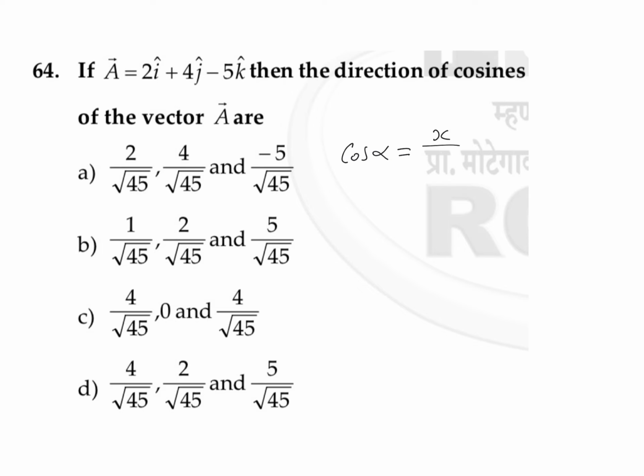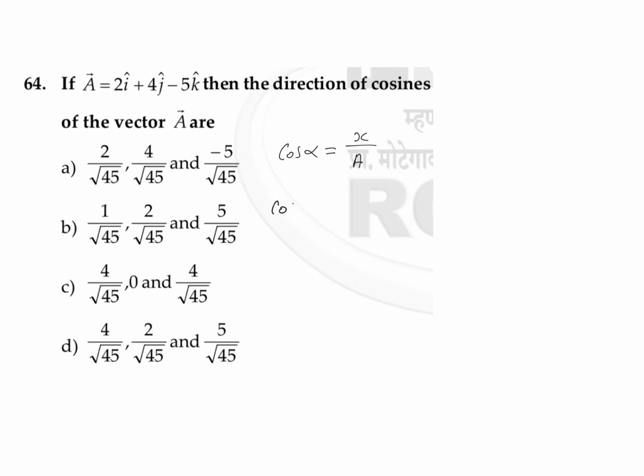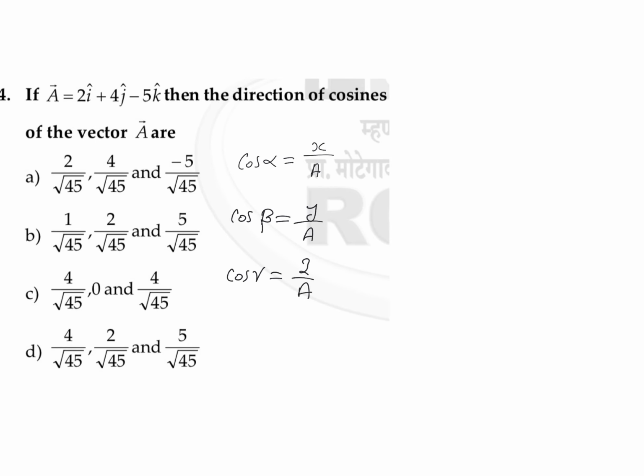Cos alpha is nothing but x component divided by magnitude of vector. Like that, cos beta is nothing but its y component divided by magnitude of vector. And cos gamma is nothing but z divided by magnitude of that vector. So first we can find out what is the magnitude of this vector A.